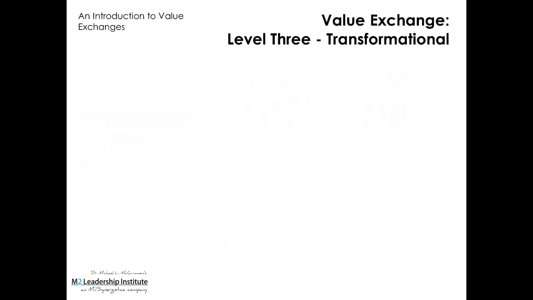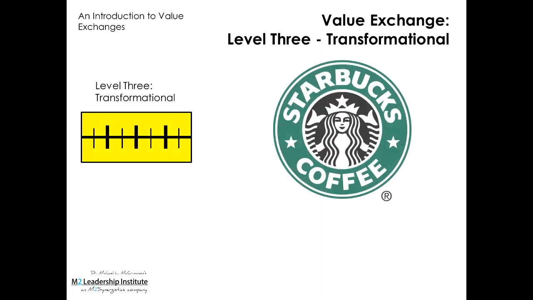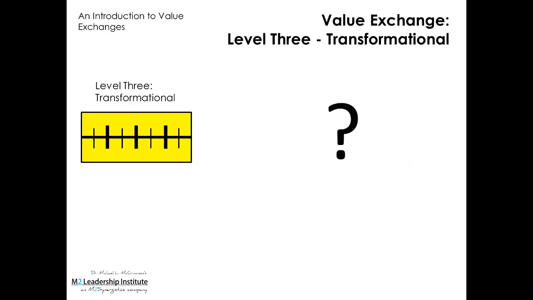To look at our last type of value exchange, level 3, transformational, let's use Starbucks in our coffee example. In transformational, the service provider takes the basic cup of coffee found in transactional, goes past the addition of incremental service improvement, and completely changes or revolutionizes the original cup of coffee. How do they do that? Have you ever heard of a caramel macchiato?